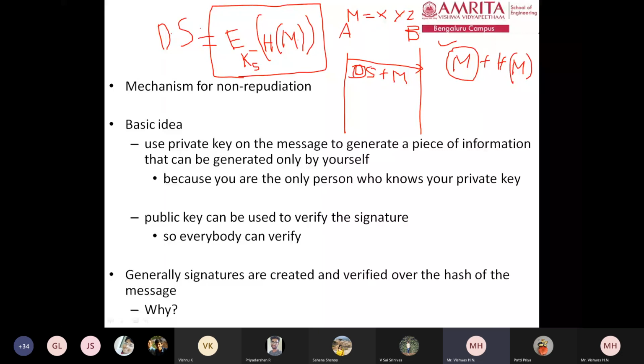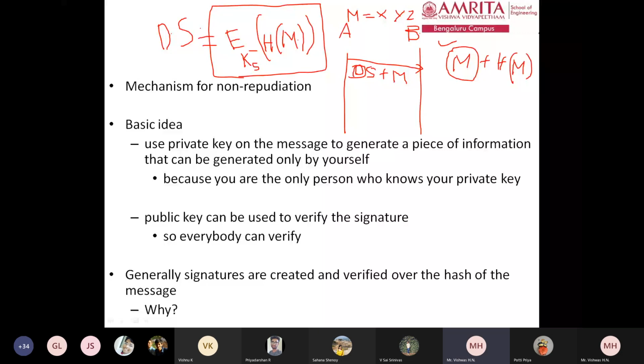If you encrypt the whole message with the private key and send it, anybody can decrypt it, because anyone can get the public key of any user. So you are not proving any confidentiality. For proving confidentiality, we will do something else. We will see how we are going to prove confidentiality later.